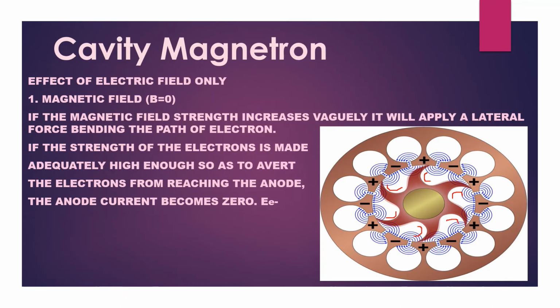Okay, so if the magnetic field strength increases gradually, it will apply a lateral force bending the path of electrons. If the strength of the magnetic field is made high enough so as to prevent the electrons from reaching the anode, the current becomes zero, right? That means if you keep on increasing the magnetic field, at some point the curve will be so sharp that instead of moving from cathode to anode, the electrons will move back to cathode, which will be called bunching of electrons, which will produce current modulation within the cavity magnetron.